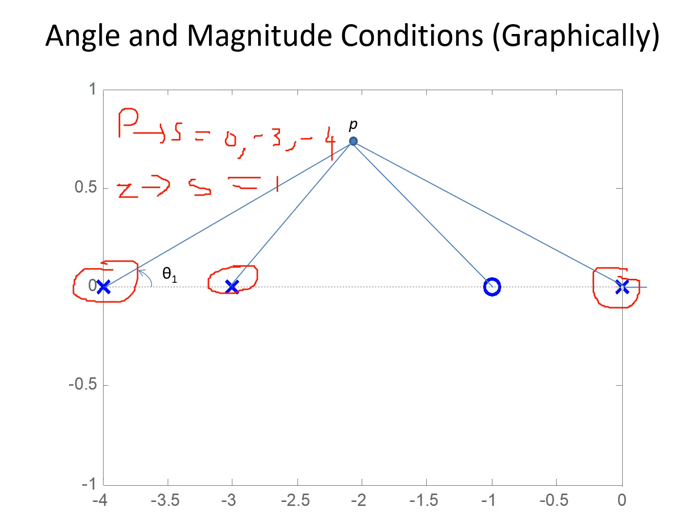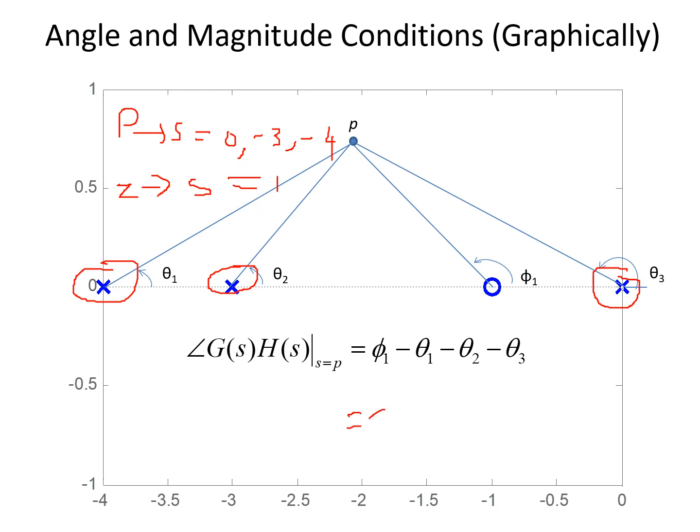Now, the angle theta 1 is the angle formed due to the pole at the location minus 4. We are representing the angle due to the pole at minus 3 as theta 2, the angle due to the zero as phi 1, and the angle due to the pole at the origin as theta 3. And the angle of g of s into h of s at s equal to p is the summation of all the angles due to zeros minus the summation of poles angles.